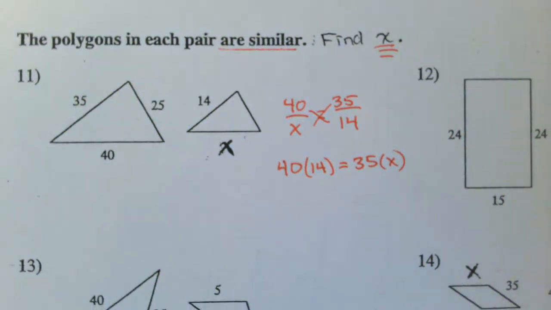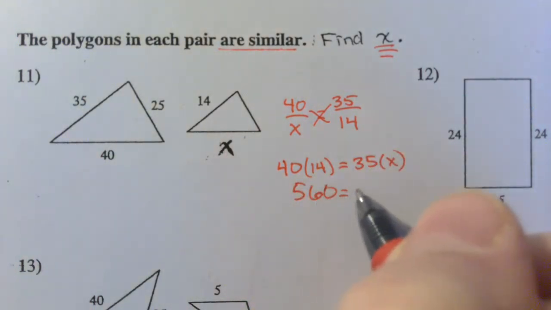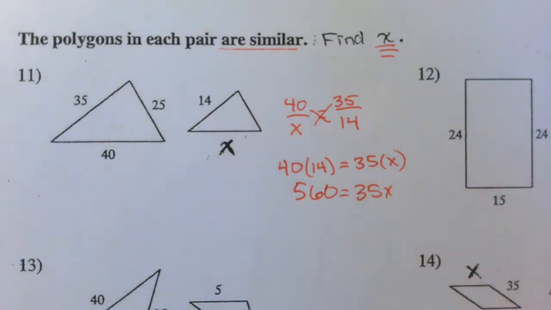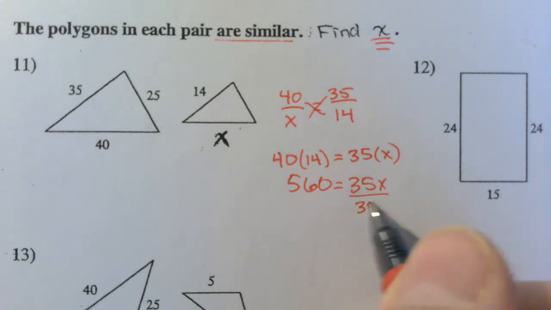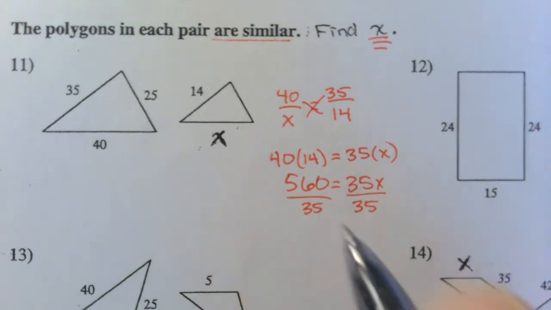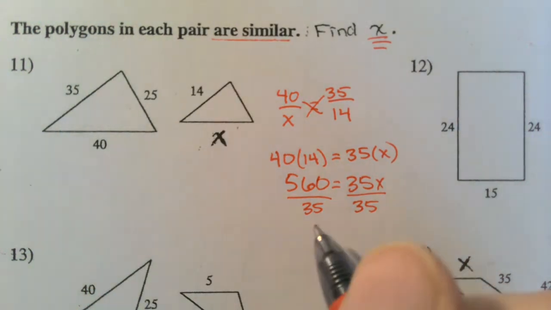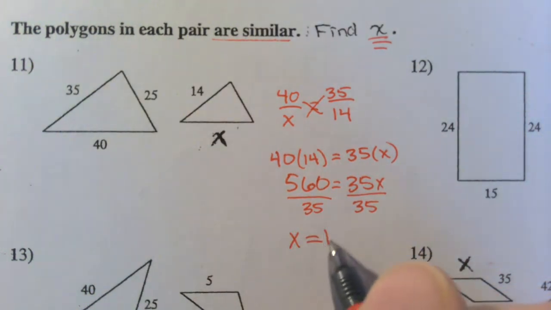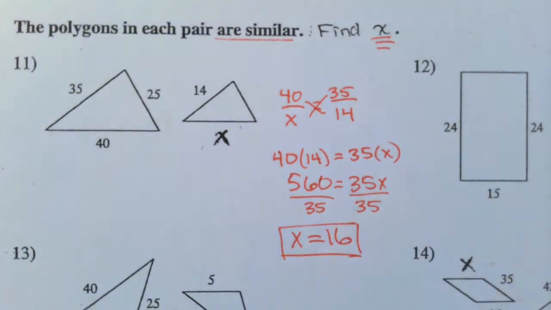All right, so take your 40 times 14. Everyone's got the calculator. It's 560. Do you agree with that? Equals 35x. So then it's 35 times x. So I'm going to divide both sides by 35. Whoops. Okay, I got 16. Does anybody agree with that? Well, I hope I agree with that.